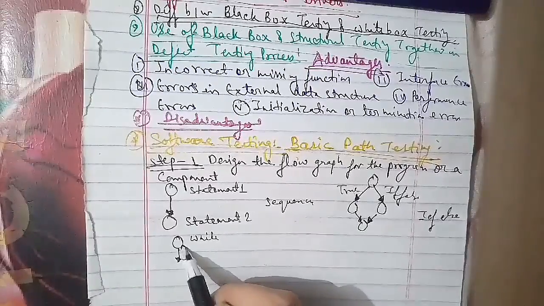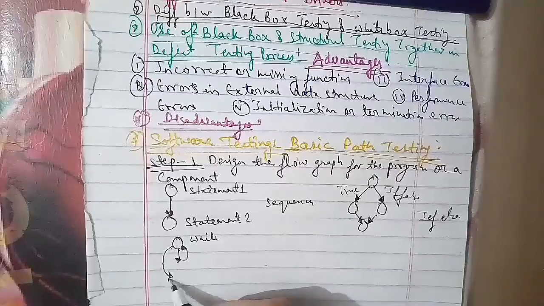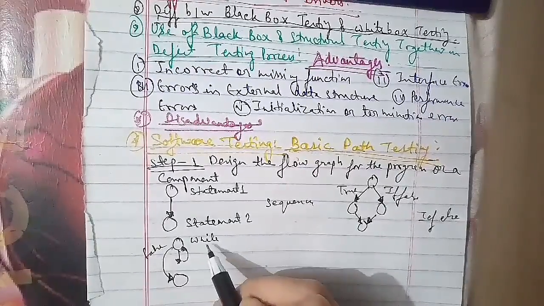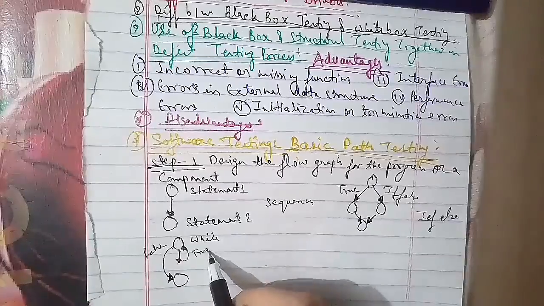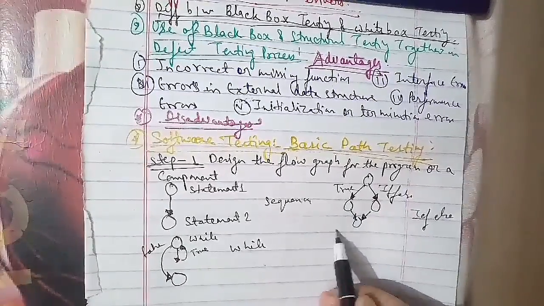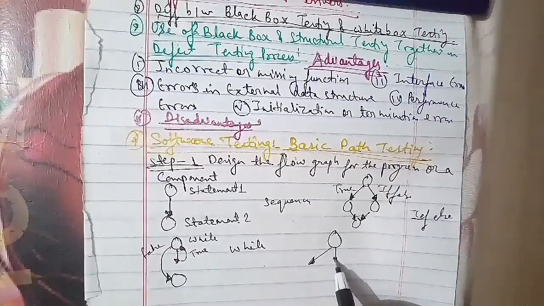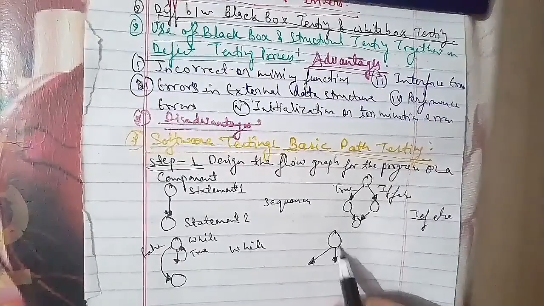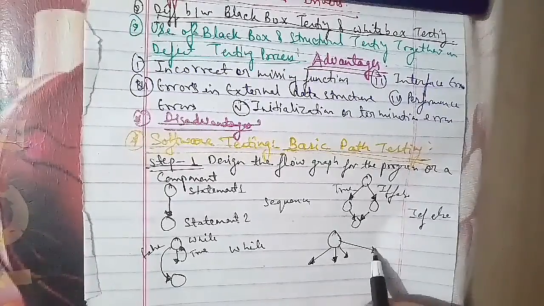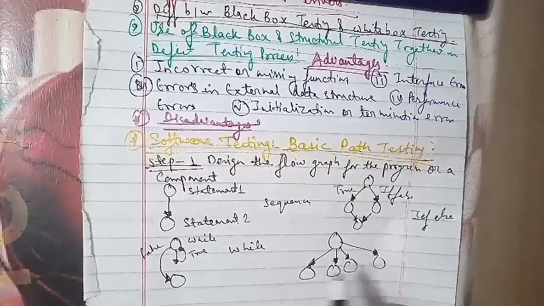For example, the following program is for searching a number using the binary search method. We have to draw the flow graph for it with the help of these symbols. I'll write down the program, and then you have to represent it through a diagram, giving the flow graph for the same. That is also an important one.